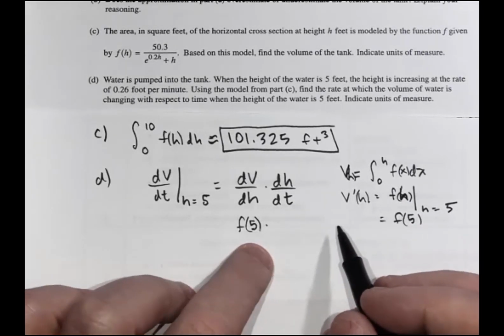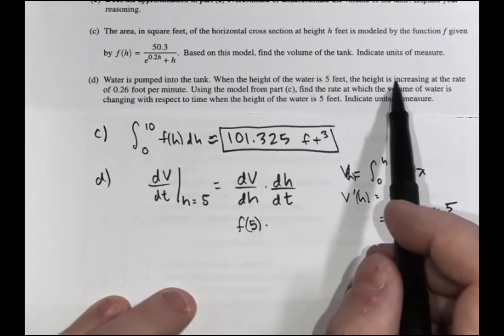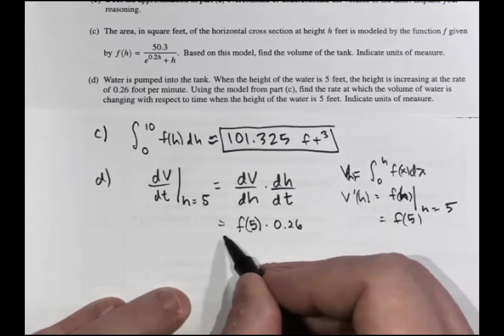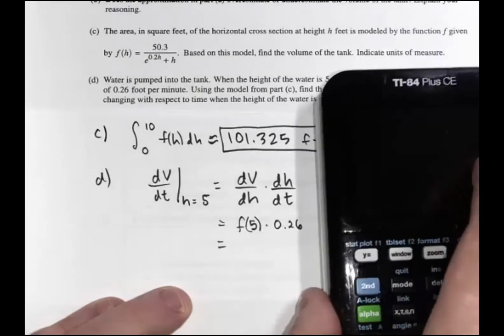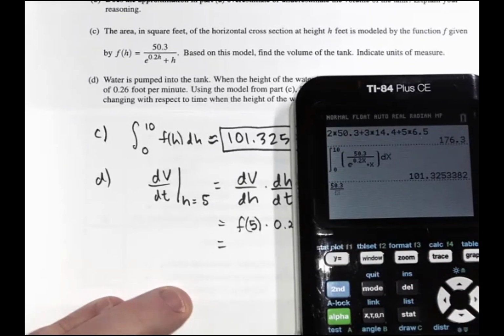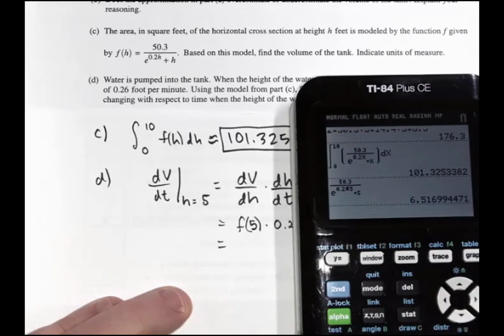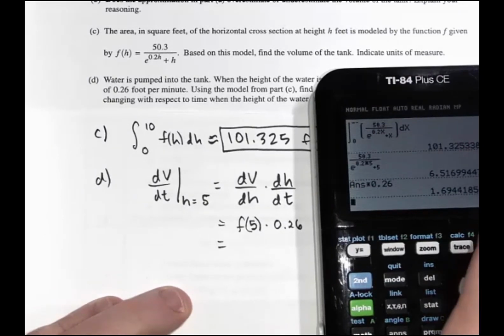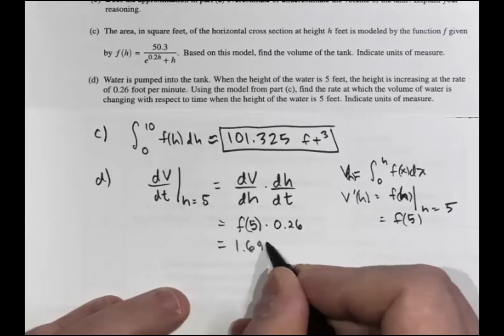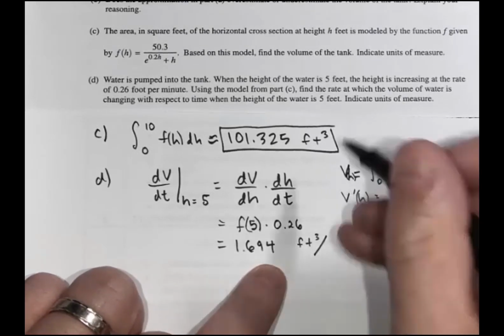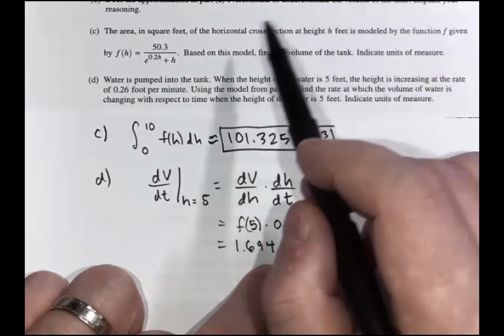Now dh/dt is given up here because it says that the height is increasing at the rate of 0.26 feet per minute. So dh/dt is 0.26. So all this problem really wants us to find is f of 5 and multiply it by 0.26. So let's find f of 5: 50.3 divided by e to the 0.2 times 5, plus 5. This gives us f of 5, and now we'll multiply that by 0.26, and that yields an answer of 1.694. This is a rate of change for the volume with respect to time, so our units here would be cubic feet per time unit, which in this problem is per minute.